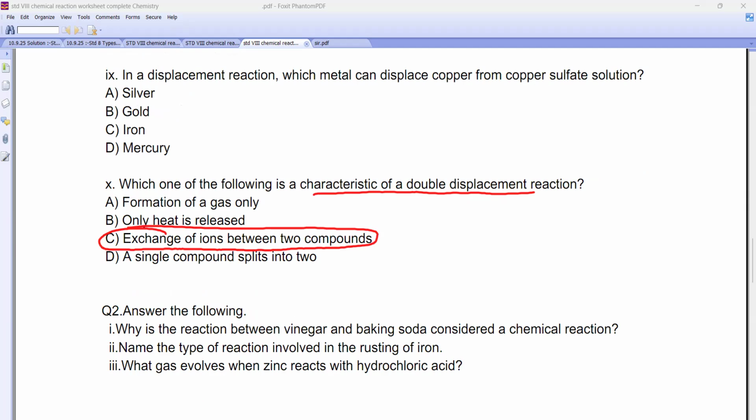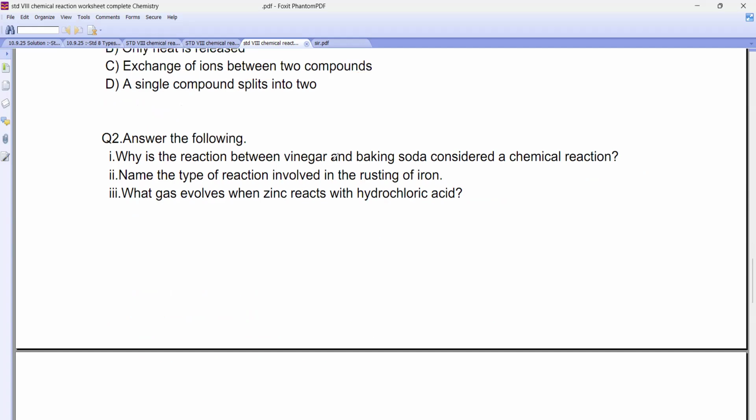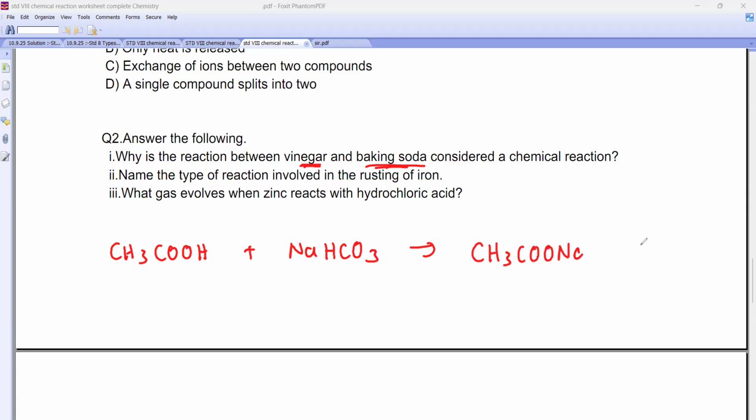Vinegar and baking soda. What is vinegar? Acetic acid. What is baking soda? Sodium bicarbonate. Beta, they will react among themselves and form what? Sodium acetate, water, and carbon dioxide. If you want, I'll write the names also. You can take this down.